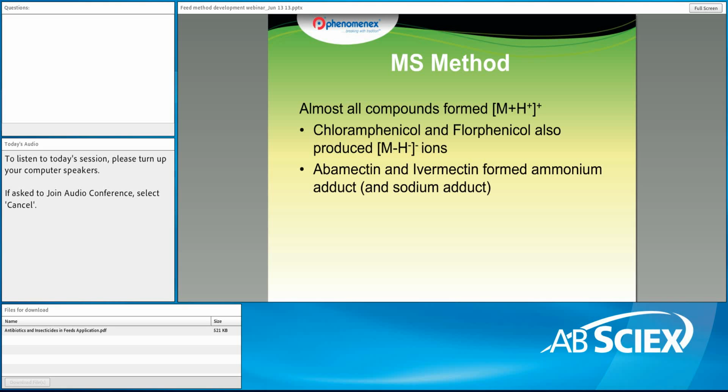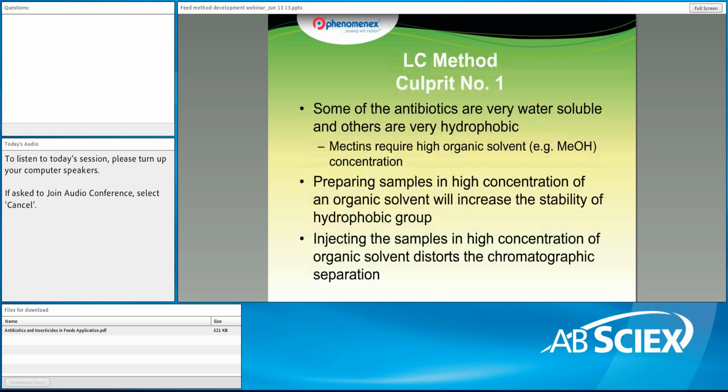So the MS method that we developed was fairly standard. We looked at some of these compounds. Most of them form a protonated ion in the source. A few that were mentioned earlier come up with a deprotonated form as the prominent ion, and a couple of these mectins seem to require ammonium buffer to form an ammonia adduct. So unfortunately, we will also see sodium everywhere in some of these compounds.